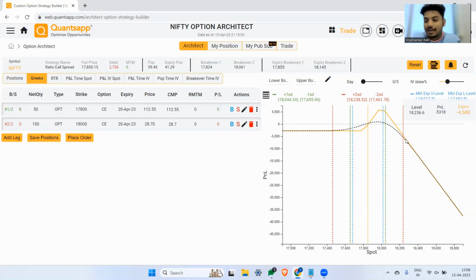Now let's say you had a bullish view, and the market went to 18,236, which means your view is correct, right? But this strategy will end up giving you a loss of roughly around 5,000. Why? Because you have an additional short leg.